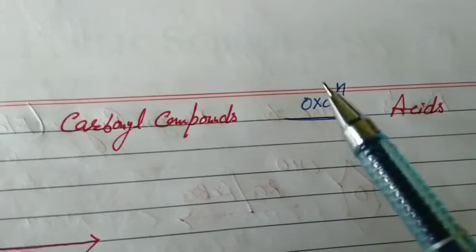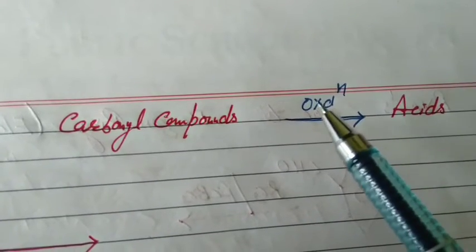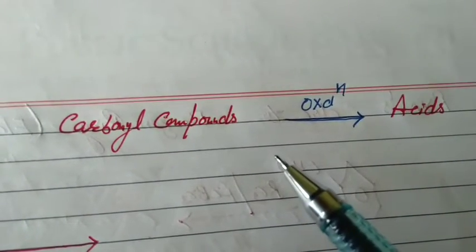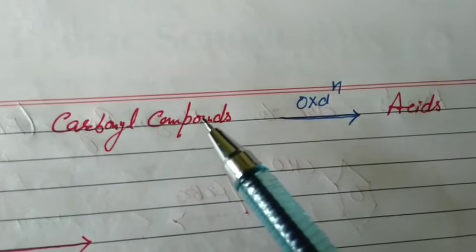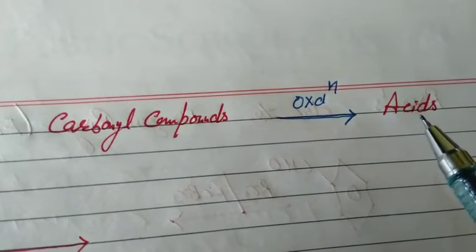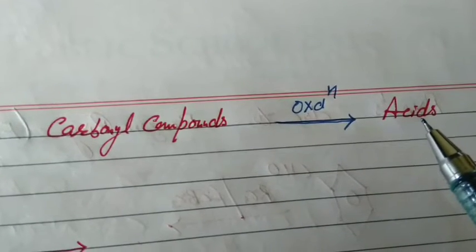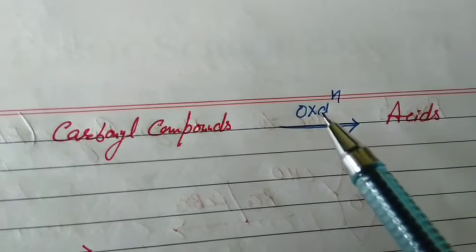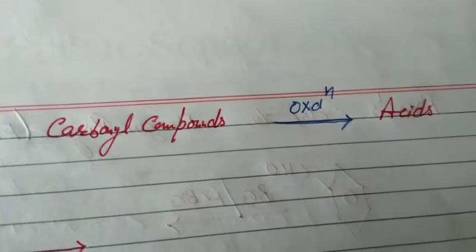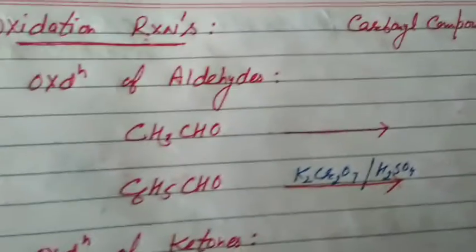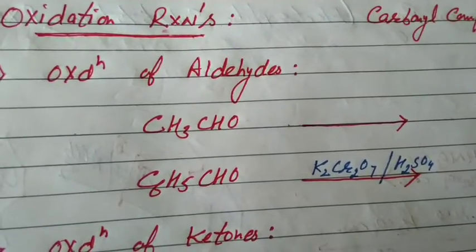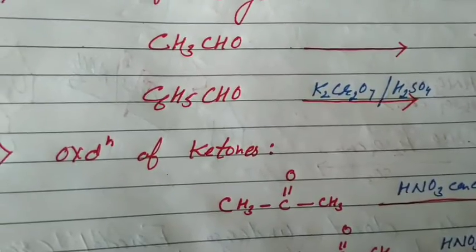Oxidation: lower functional group oxidized to higher. Reduction: higher functional group reduced to lower. What is the product of the oxidation of carbonyl compounds? Definitely acids. After carbonyl compounds, the next compounds are carboxylic acids. That is, oxidation of carbonyl compounds leads to the formation of acids. At first, oxidation of aldehydes. Carbonyl compounds may be aldehydes or ketones.